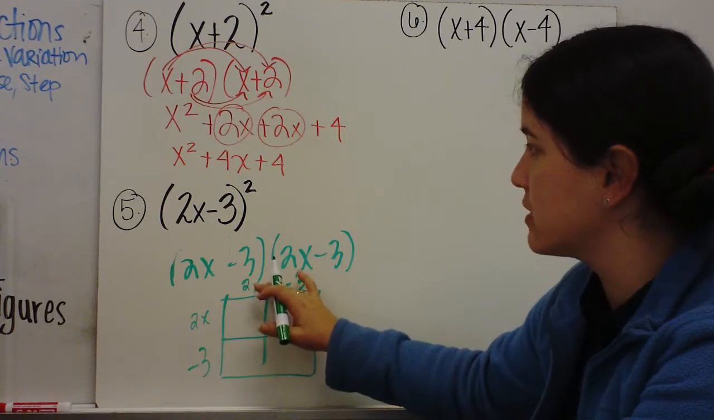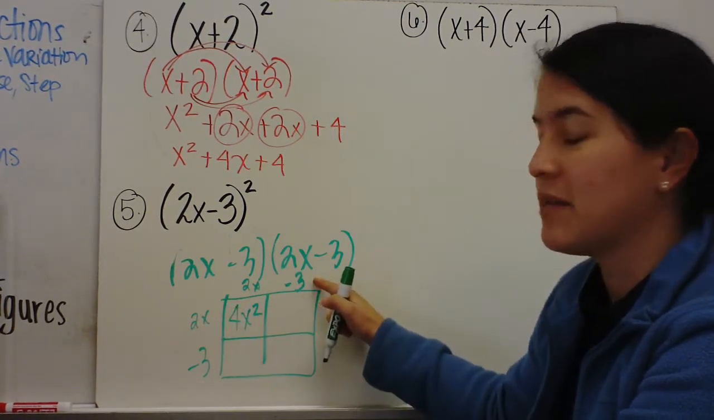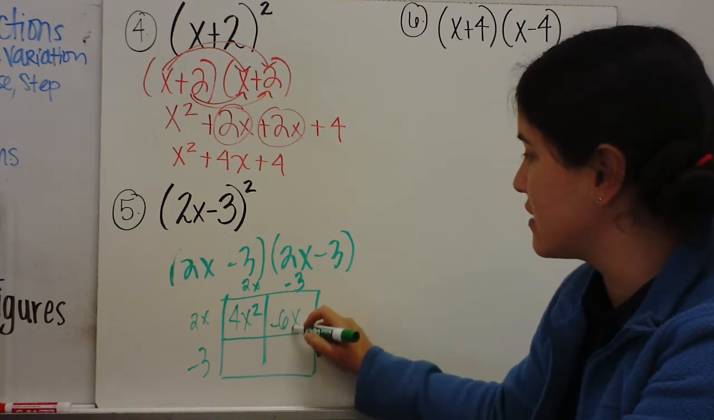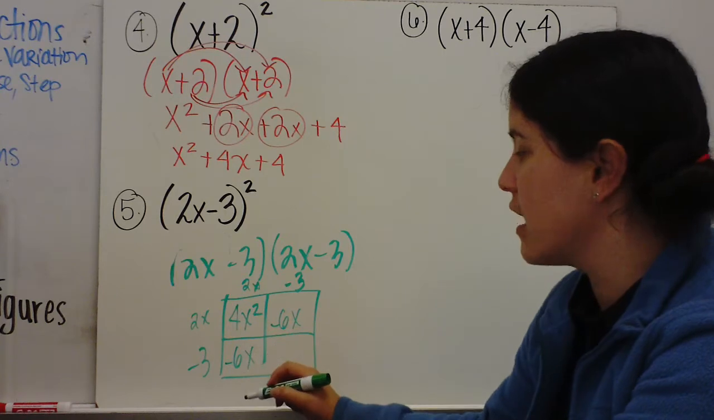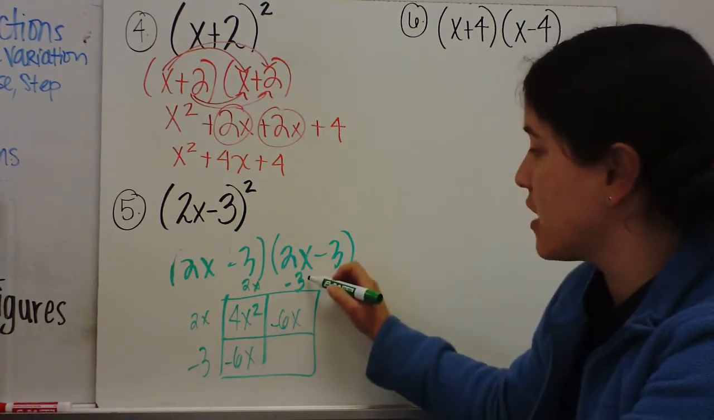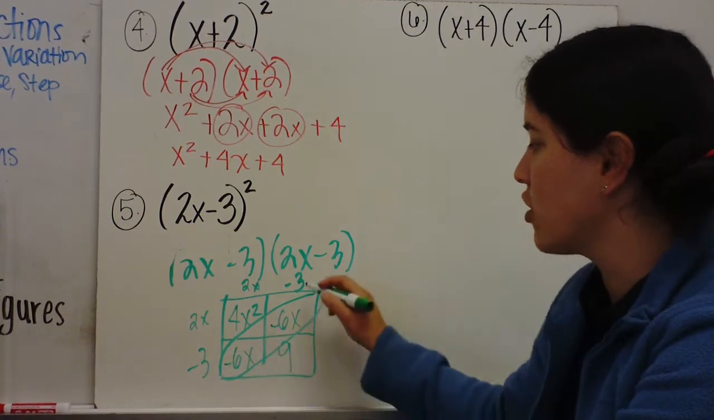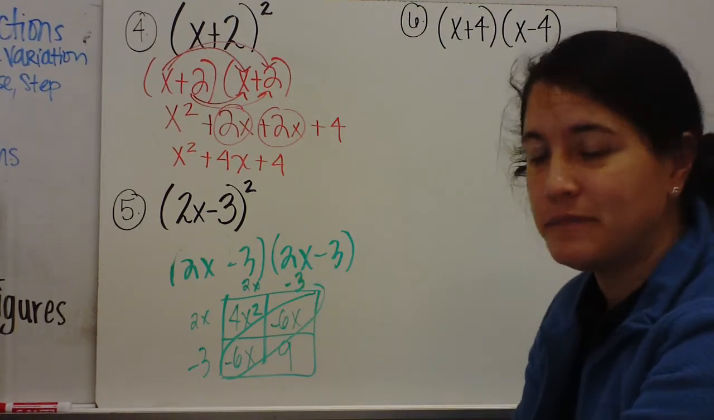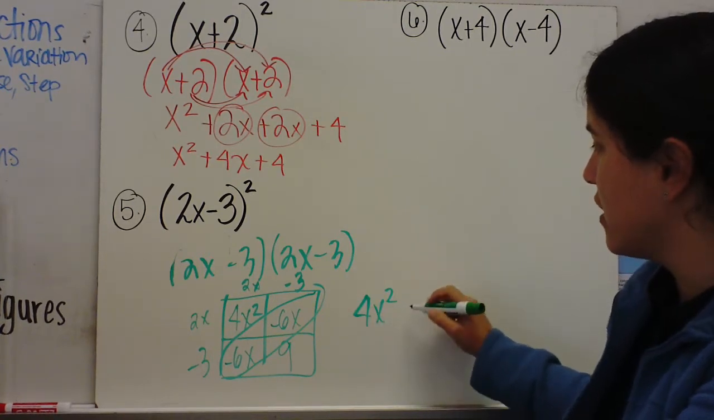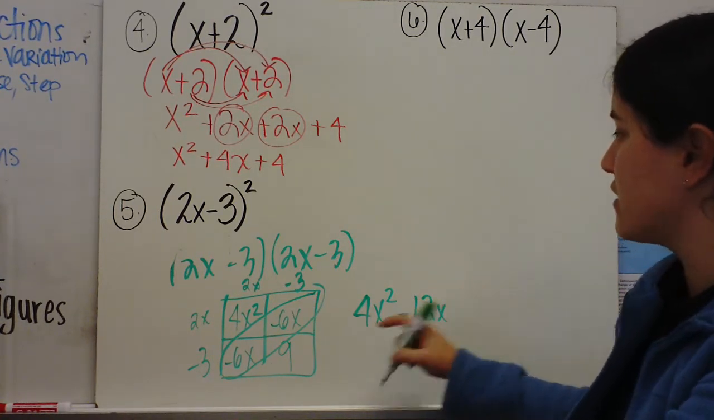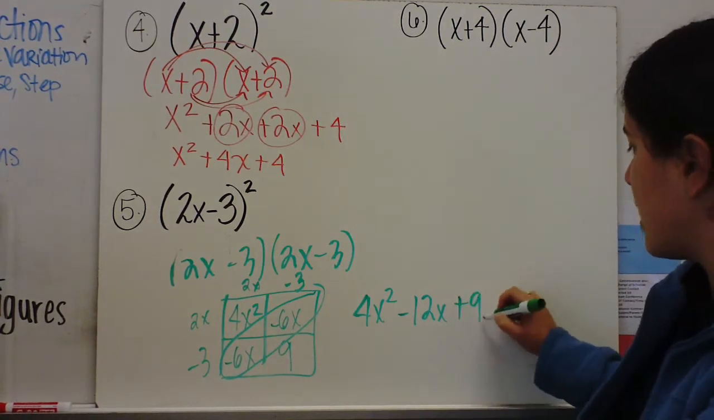2x times 2x is 4x squared. 2x times negative 3 is negative 6x. Negative 3 times 2x is negative 6x. And negative 3 times negative 3 is 9. Remember to combine your like terms. They're usually going to be diagonal. And then my final answer is 4x squared minus 12x, because negative 6 plus negative 6, and then plus 9.